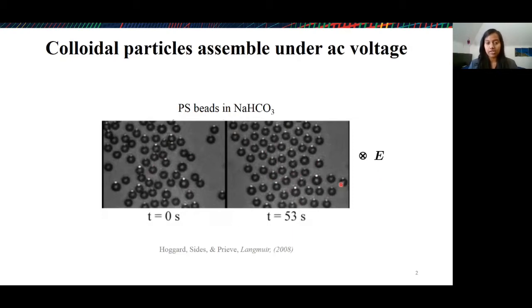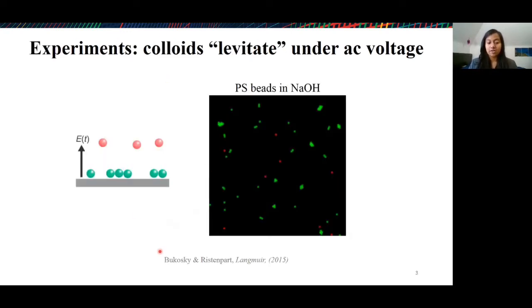And a lot of different groups have worked on this, but I want to show you experiments from one particular group that found some interesting results. So these are experiments from Bill Ristenpart's group at UC Davis, where they look at similar systems of colloidal particles near an electrode and how they respond under this applied electric field. So what they see here on the left is a schematic of their experimental setup, where they have an electrode at the bottom and a colloidal suspension on top. And when you apply a time-dependent voltage on this electrode, they see a similar response of colloidal particles aggregating near the planar surface of the electrode.